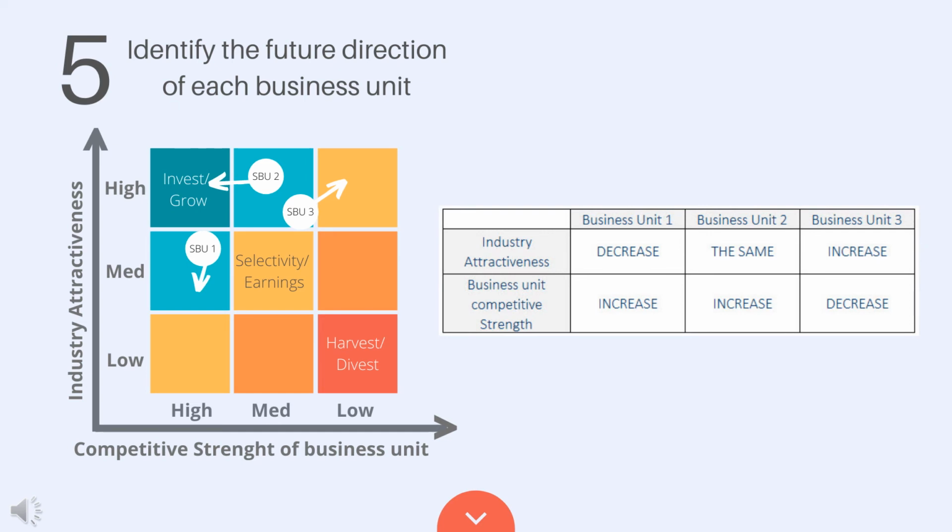Step number 5, identify the future direction of each business unit. The McKinsey matrix only provides the current picture of industry attractiveness and the competitive strength of a business unit, but doesn't consider how they may change in the future. The company should consult with industry analysts to determine whether the industry attractiveness will grow, stay the same, or decrease in the future. Same with competitive strength. The arrows should point to the future position of a business unit.